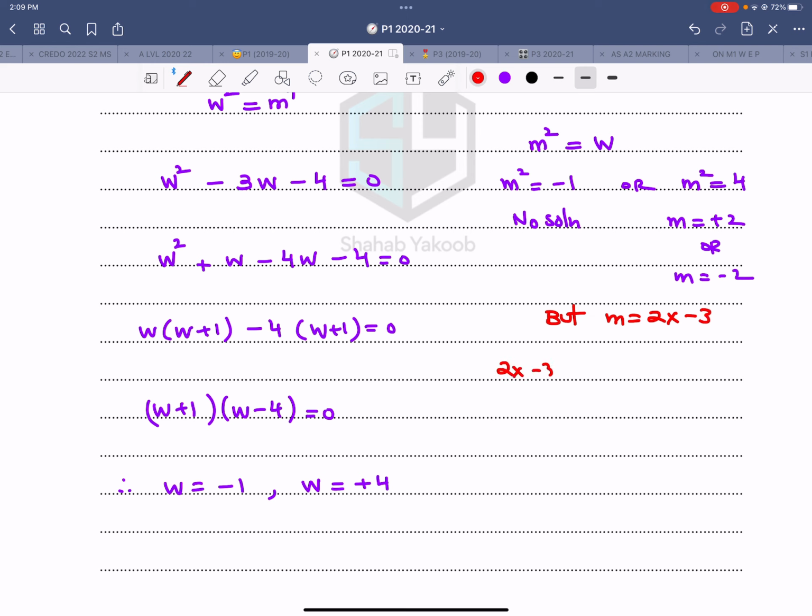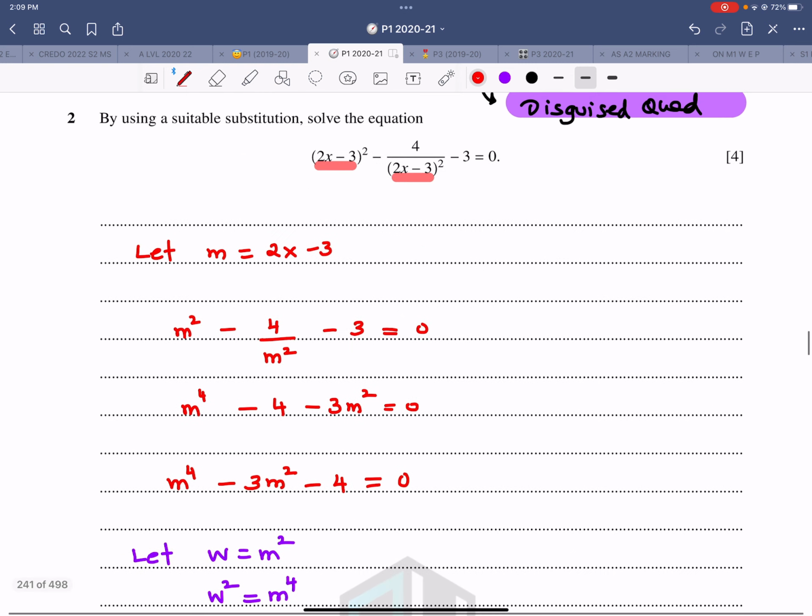2x minus 3 equals plus 2. 2x minus 3 equals negative 2. 2x equals 5, x is 5/2. 2x equals negative 2 plus 3, which is 1. Therefore, x comes out to be half. So these are the two possible answers.